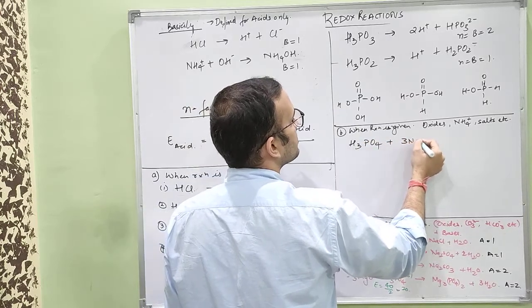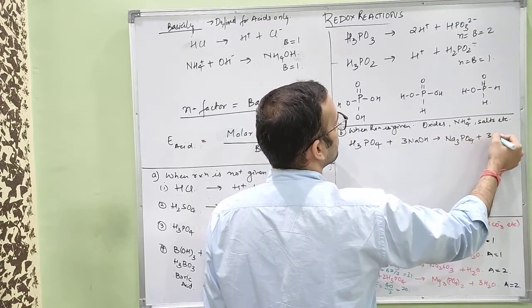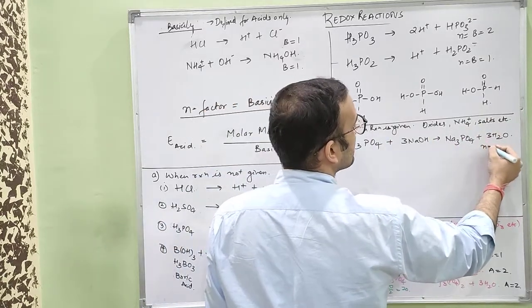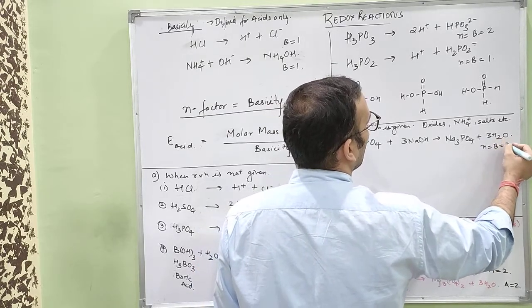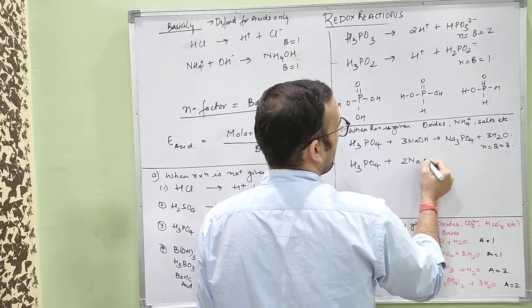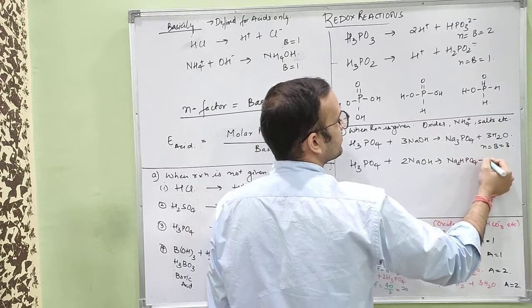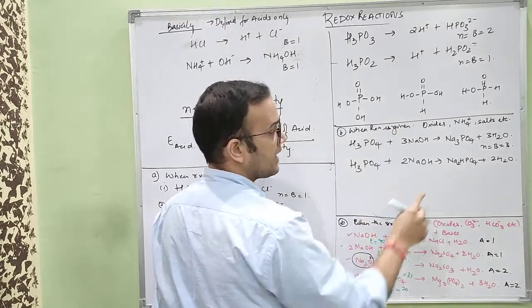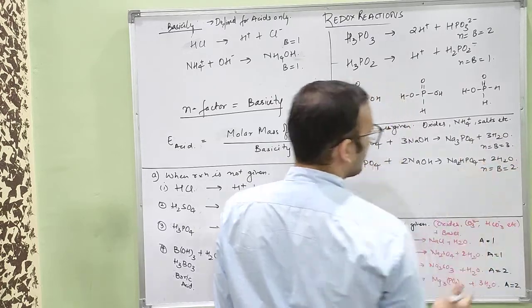H3PO4 plus 3NaOH will give you Na3PO4 plus 3H2O. Here you can see that it has given out 3 H plus ions. That's why it's N equals B equals 3. If it behaved like this, it would have been Na2HPO4 plus 2H2O. You can see that here it has given only 2 H plus ions, 1 H plus ion it has retained. So here N equals B equals 2 only, because it has given only 2 H plus ions.